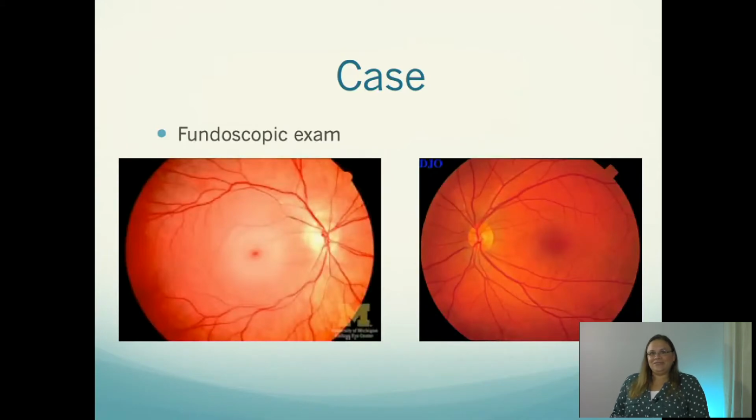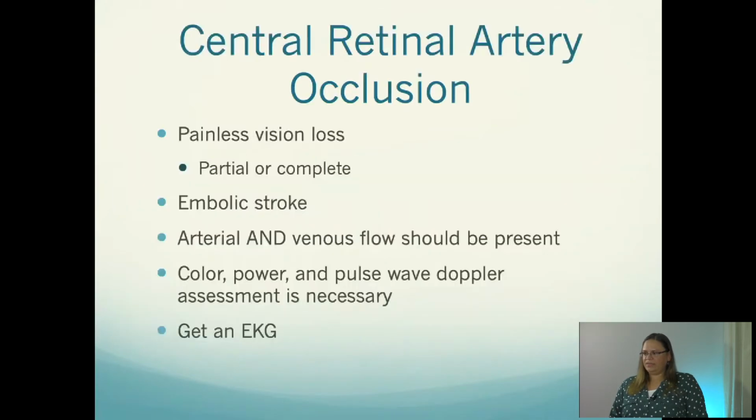You are able to achieve a beautiful fundoscopic exam on this patient, and this is what you see. So we have on the right here an example of a normal fundoscopic exam, and on the left is our patient. And you can see that there's marked pallor of the retina there. And this is pretty classic for central retinal artery occlusion.